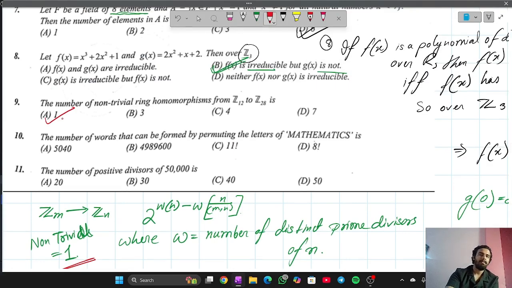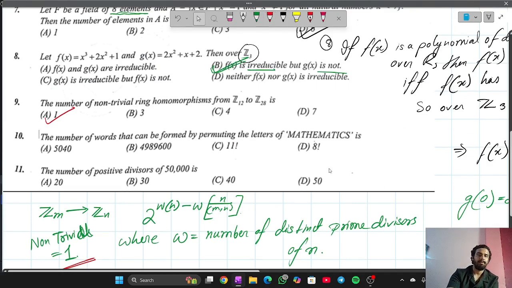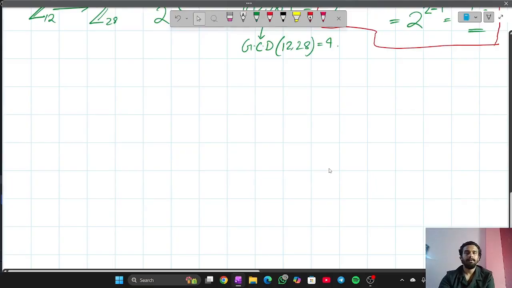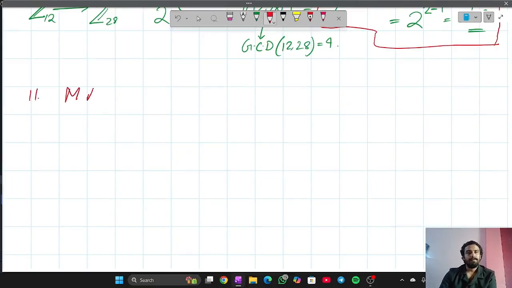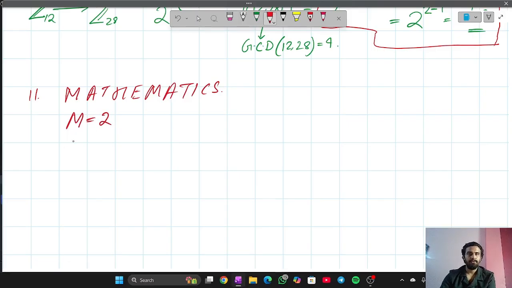Okay, now the next question is again a basic question of permutation, the number of arrangements of the letters of MATHEMATICS. Okay, so let's solve it. So here it is given MATHEMATICS. If we take notice, the number of M's here is 2, the number of A's is 2, and the number of T's is 2. So M, A, T, and then there are H, E, I, C, S. So these 5 letters are different, and the total number of letters is 11.